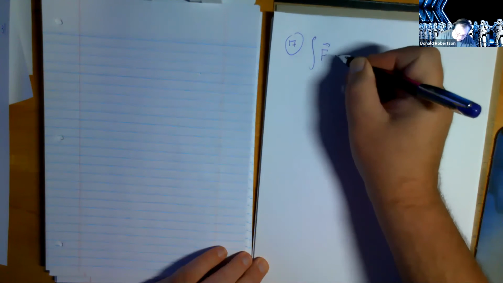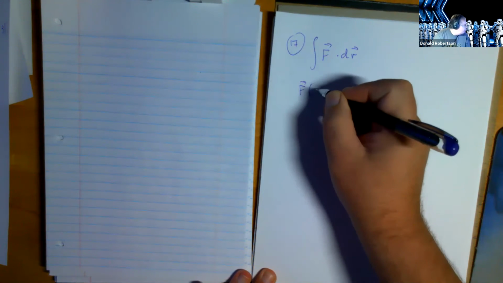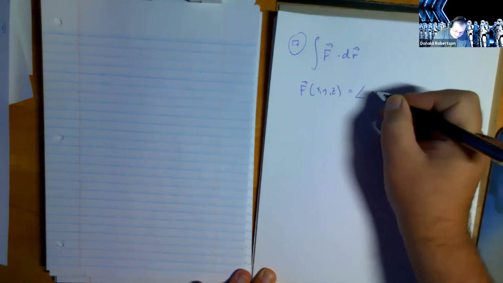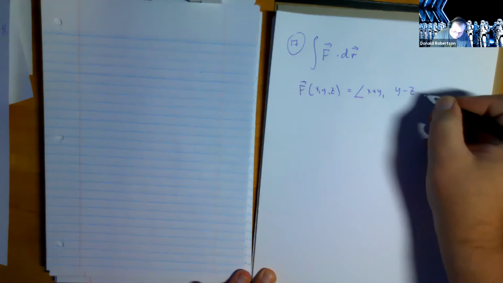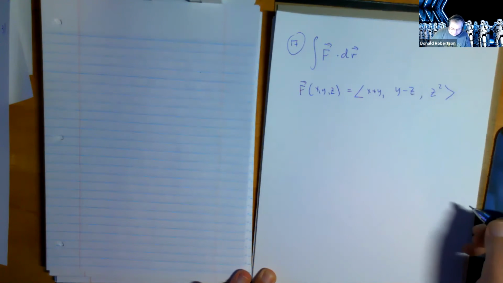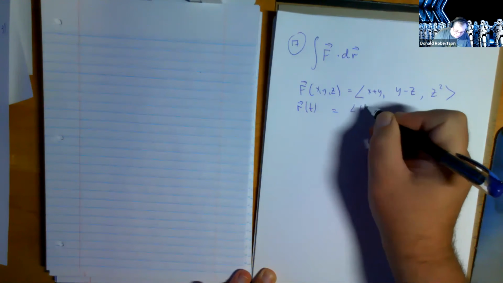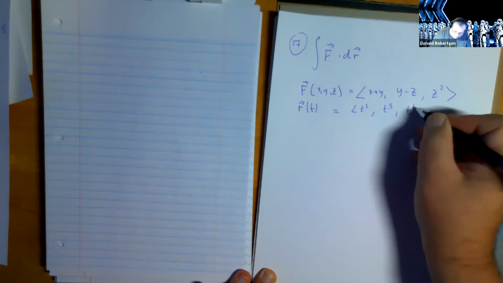Let's return to another one of these first. I wanted to focus on doing those. This one, I don't think there's anything really weird going on. It's an x add y, it's a y take away z, and it's a z squared. And the space curve is t squared, t cubed, t squared.